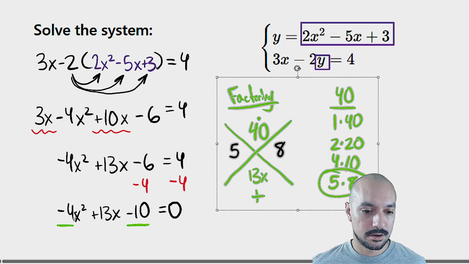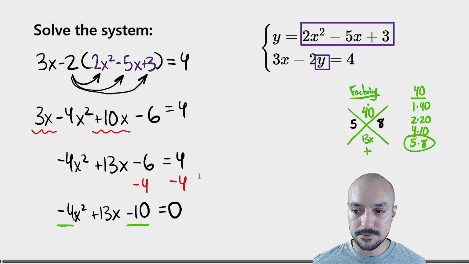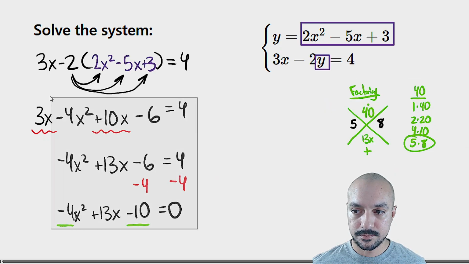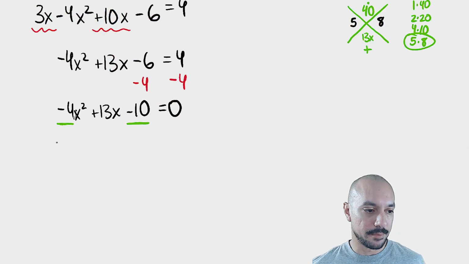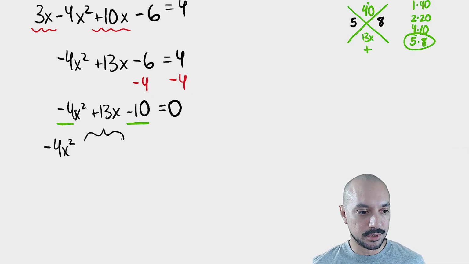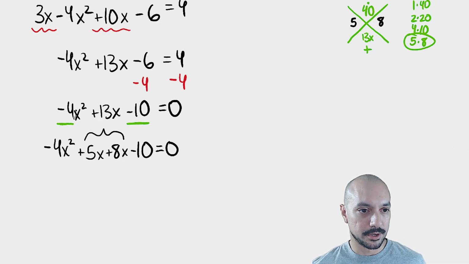From here, I'm going to use those two values that I found to rewrite my quadratic. So -4x squared. What I'm doing is I'm splitting up this 13x. Instead of 13, it's going to look like 5 plus 8. And then I'll be able to factor by grouping.